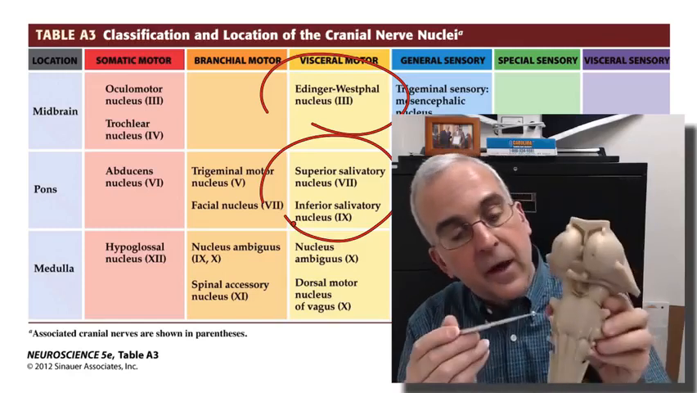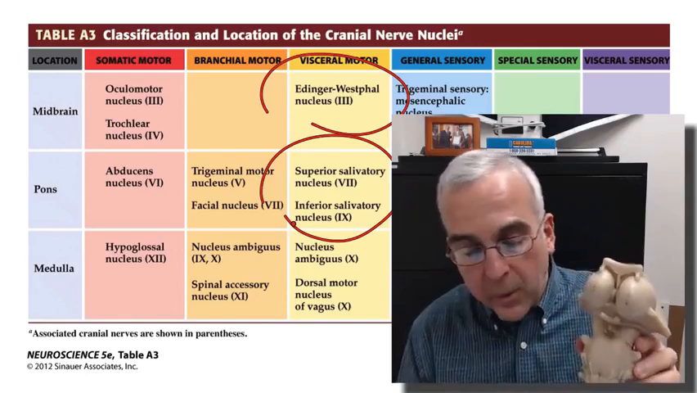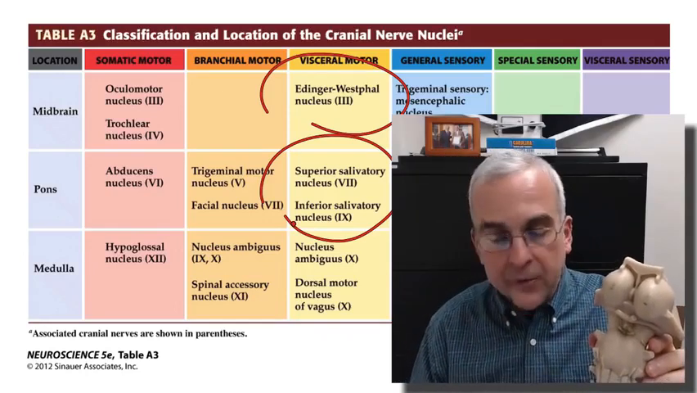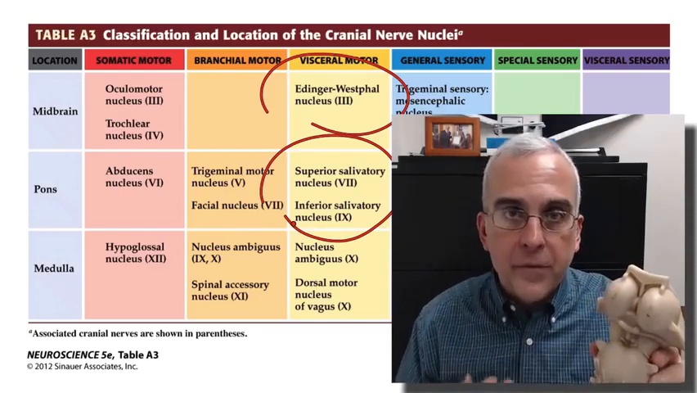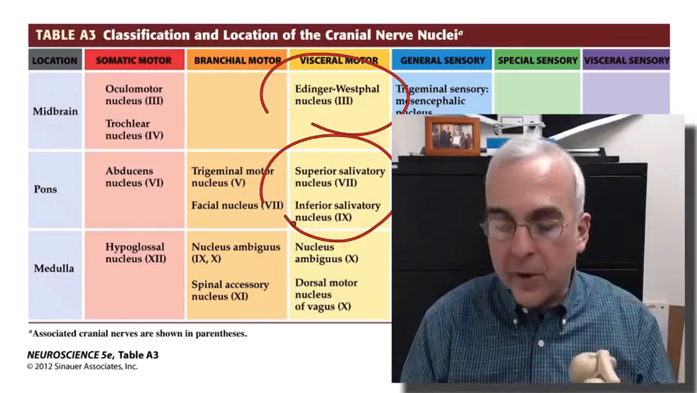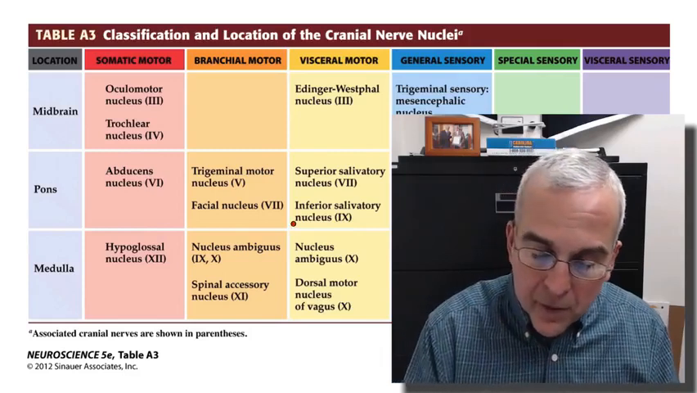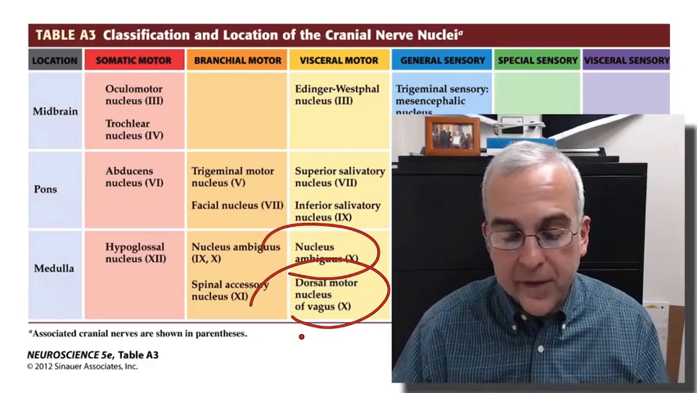Also in the junctional region near the pons and the medulla, we have the neurons that are associated with cranial nerve 10, the vagus nerve, that control the viscera that are found in the thorax and the upper part of the abdomen. So these axons are grown out by the nucleus ambiguus and by the dorsal motor nucleus of the vagus.